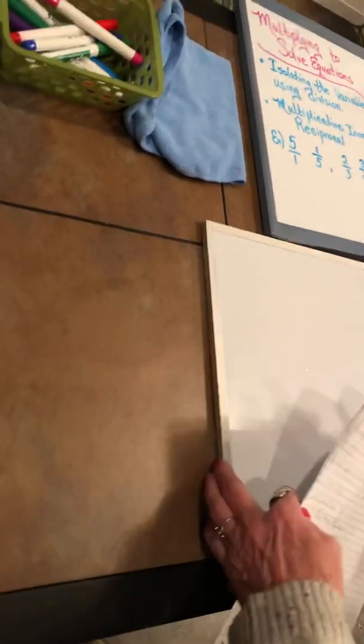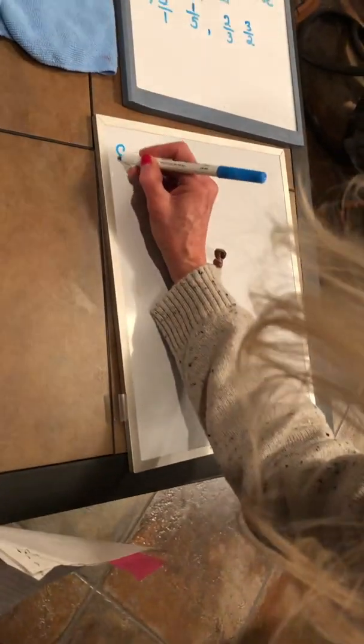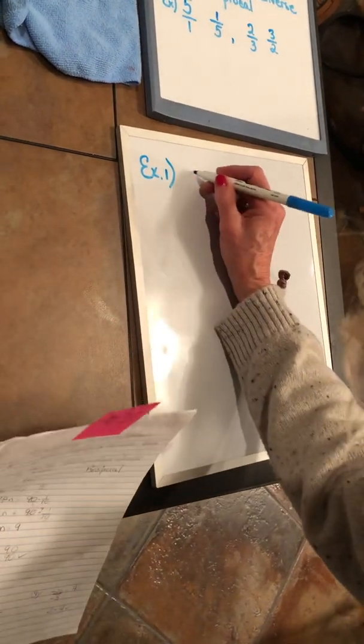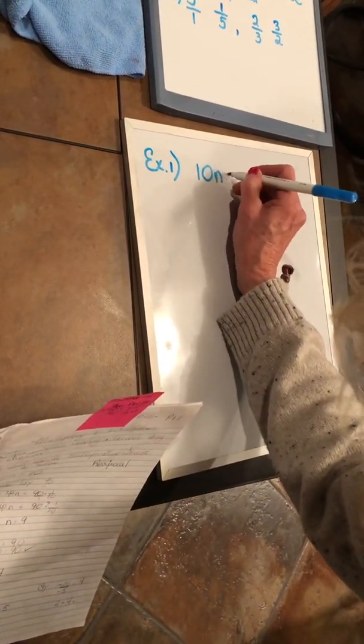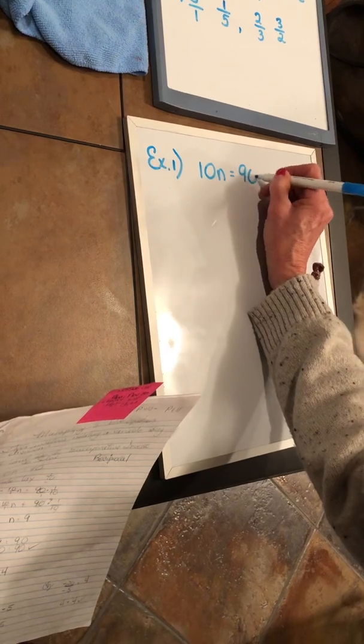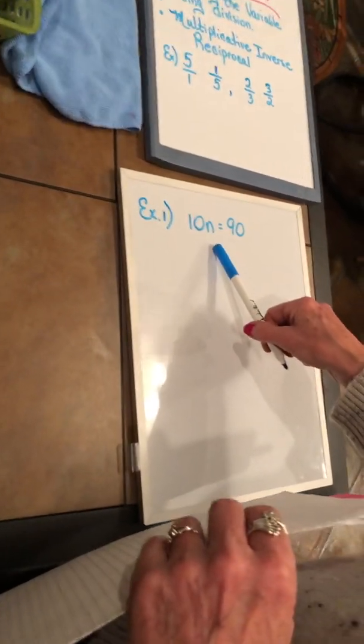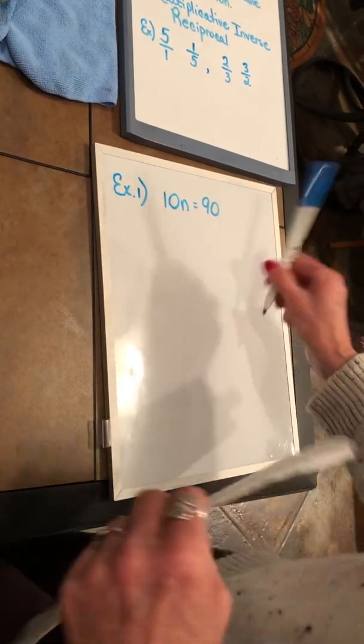So you can pause that video if you need more time, write that in. And I know this is a little bit of a review. We've done some of these before. So example 1, I'm going to take 10n, which equals 90, right? So we want to isolate the variable. We're going to use division. This is my coefficient here.